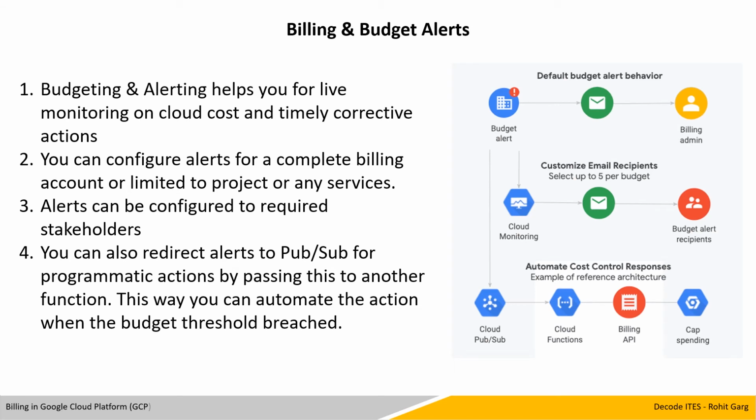Billing and budget alerts. As the name implies, you can configure alerts on your cloud cost usage. This is very helpful to ensure that you are not going to overspend. Budgeting and alerting helps you with live monitoring of cloud cost and timely corrective actions. You can configure alerts for the complete billing account or limited to a project or any services. That means Google is giving multiple options to configure your alerts.